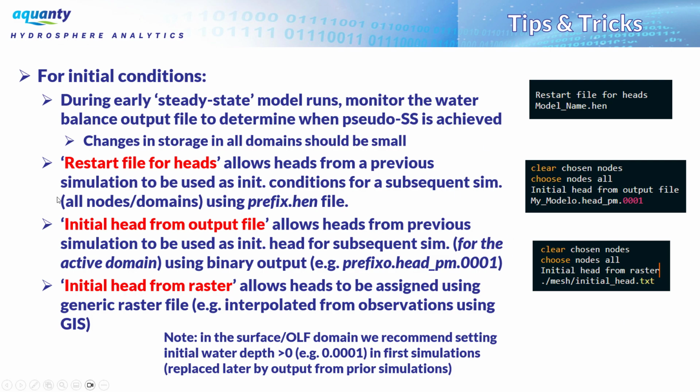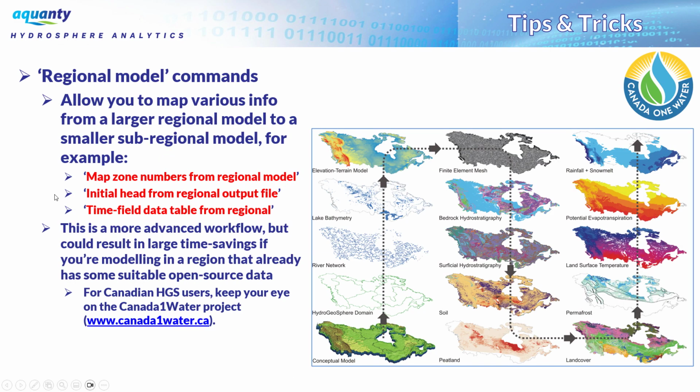There are also regional model commands. These allow you to map a lot of information from a larger regional model to a smaller sub-regional model that's nestled within the footprint of the regional model. So zone numbers, initial heads, as well as specified head, time varying specified heads, boundary conditions. It's a bit of an advanced workflow, but it can save you a lot of time if you're modeling in an area where there are some models available.